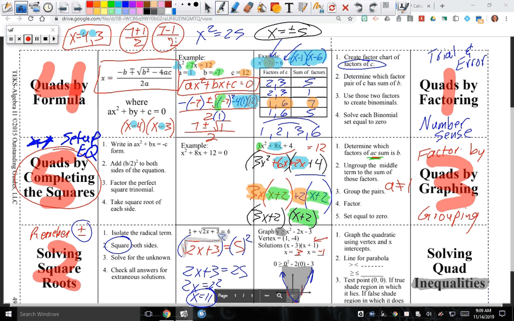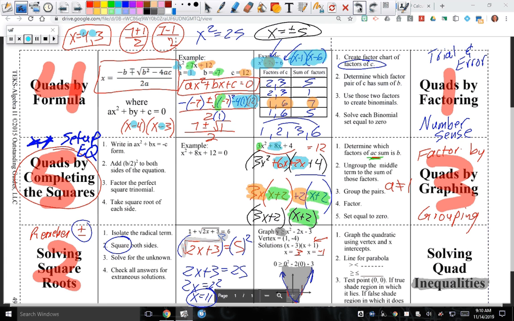Any questions? Guys, how many answers do I have for this bottom right-hand corner? 2. If there was an equal symbol right there, then it would be 2. But because it's a shaded region, how many do I have? Infinite solutions. Okay? We good?